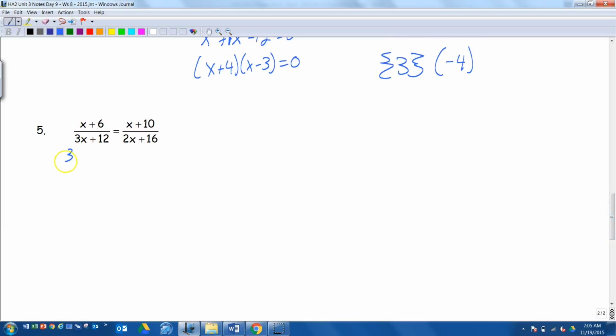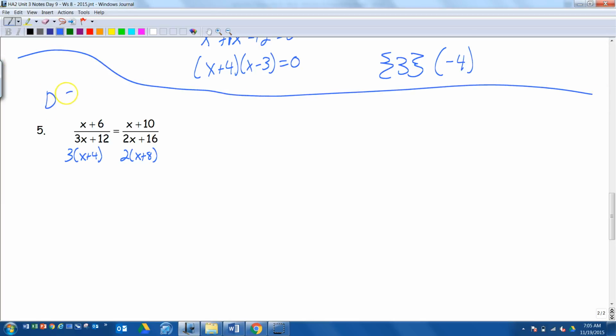Again, factor, because that helps you with your domain restrictions. So our domain for this problem is that x cannot equal negative 4 or negative 8, just by looking at these two pieces, setting them equal to 0. Now, because we have just a fraction equal to a fraction, we can cross multiply, so these two multiply together.